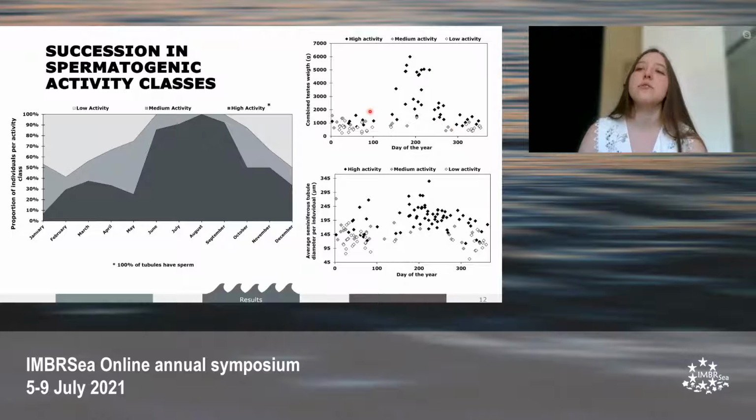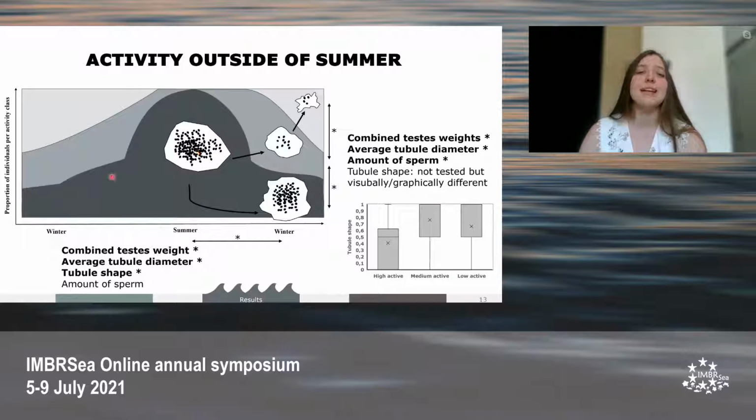But interestingly enough, you can see that low active still remain higher in winter, but they do differ between the seasons. And interestingly enough, there is still a large proportion of the sample that is high active in winter. So we know that the species produces sperm all year round, but we hadn't expected that they would be high active in winter. So we further wanted to analyze this.